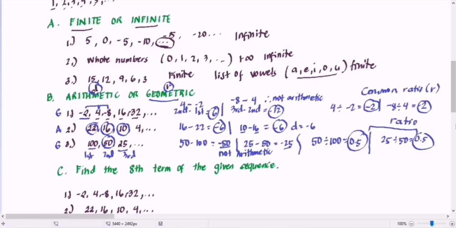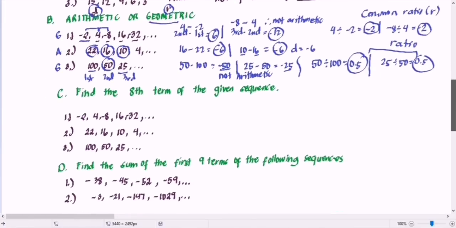Now, let us proceed with letter C. Dito naman, ang pinapahanap ay find the 8th term of the given sequence. Ibig sabihin, term ang kailangan, so that is a sub n, arithmetic yan, sequence. Okay? So, find the 8th term of the given sequence. So, ito rin yan, yung mga ginamit ko dito. Ito rin yan. So, kung papansin nyo, pare-pareho na yung value. Pero dito, aalamin natin yung 8th term, or tinatawag natin a sub 8. Okay? Alamin natin yung a sub 8 ng bawat terms ng bawat sequence nitong 1, 2, 3.